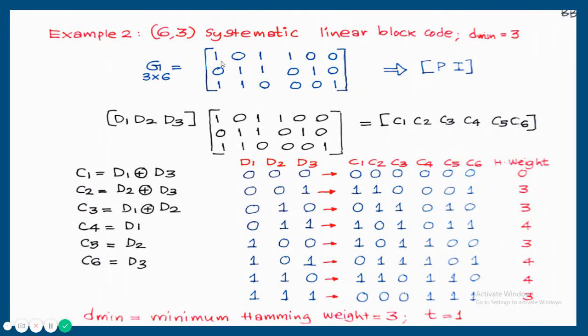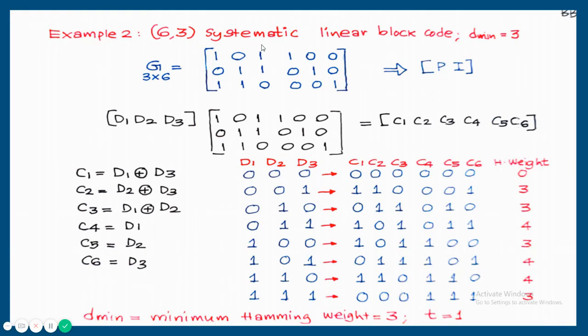I repeat the condition. 3 rows and 3 columns are needed, that is k rows and n minus k columns. There is no repetition, and at least d minimum minus 1 ones are needed. d minimum is equal to 3, so 3 minus 1: at least 2 ones are needed.